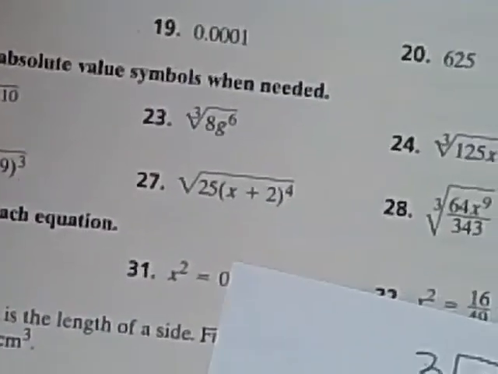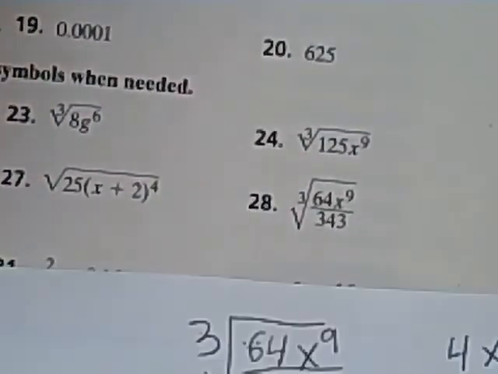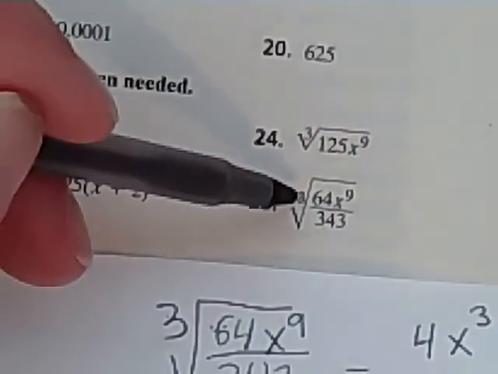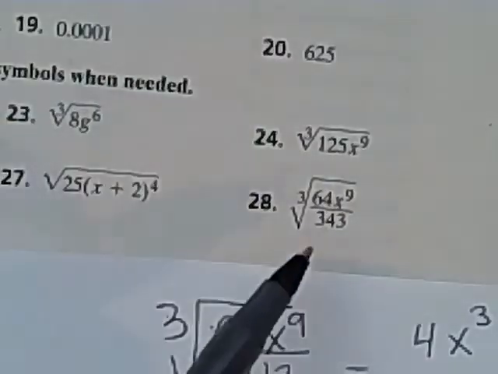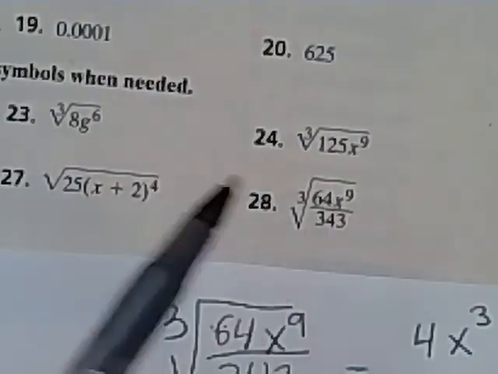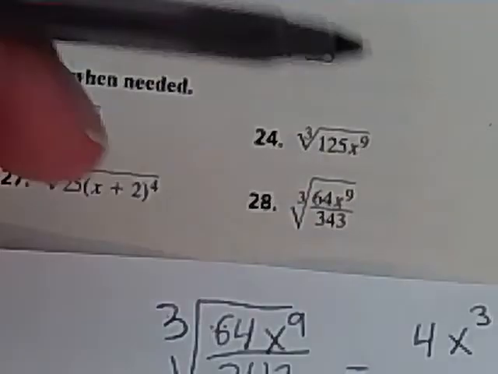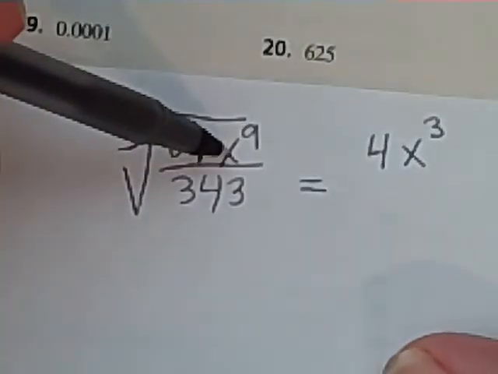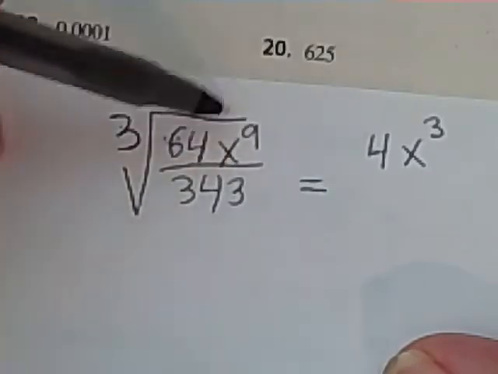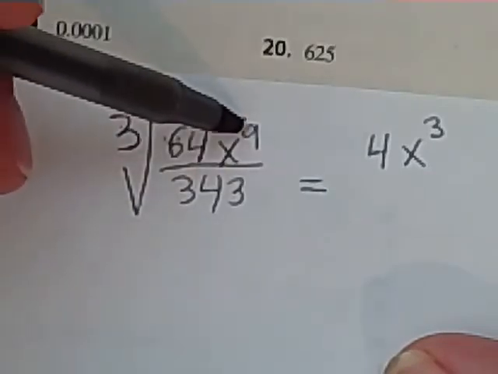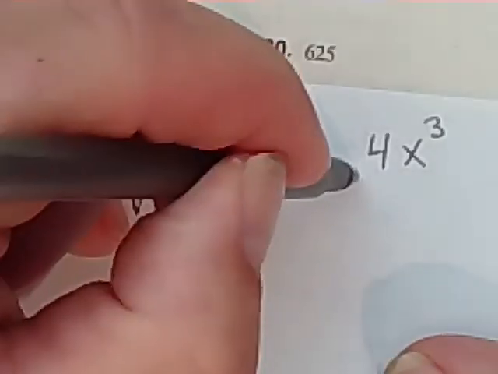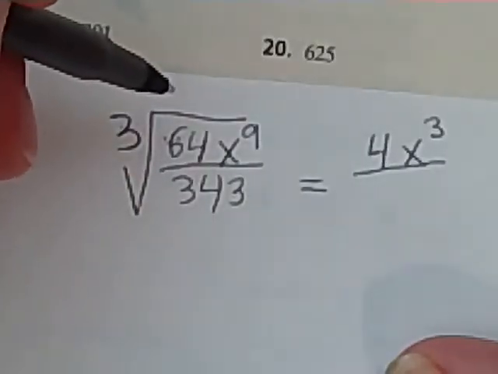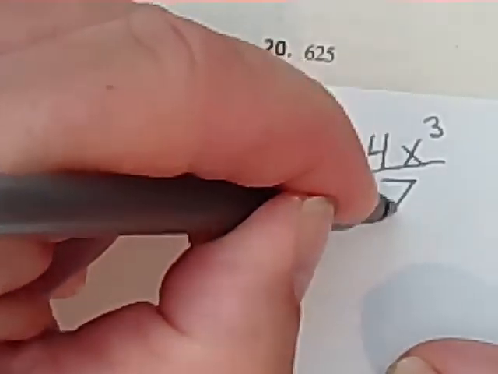Now I'm doing number 28, which asks, simplify the cube root of 64 times x to the ninth power divided by 343, all underneath the radical sign. The cube root of 64 is 4. The cube root of x to the ninth power: I divide 9 by 3, and I get x cubed. The cube root of 343, my calculator told me that is 7.